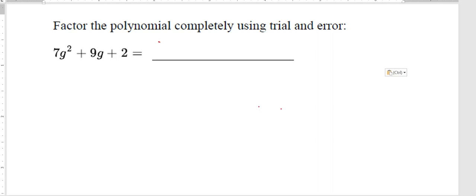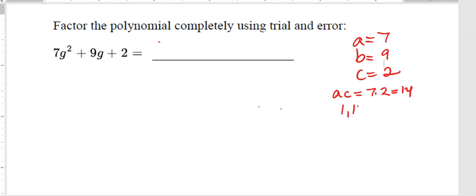The AC method says you say what A, B, and C are. In this case, A is 7, B is 9, and C is 2. Then I write down all the factor pairs for A times C. So A times C is 14. Factor pairs are 2 numbers that multiply together to be this product.